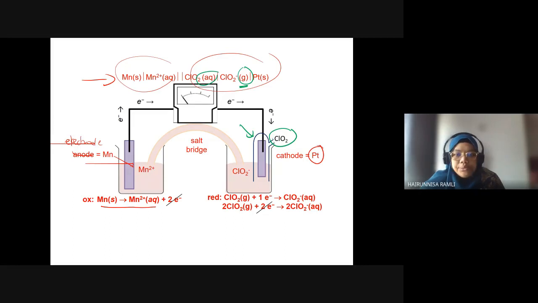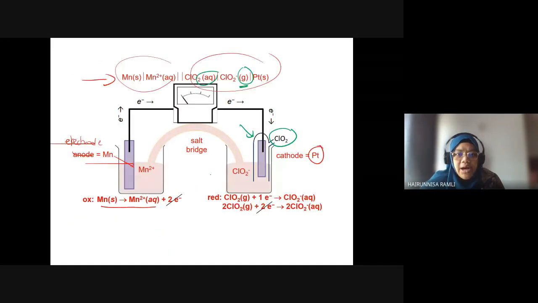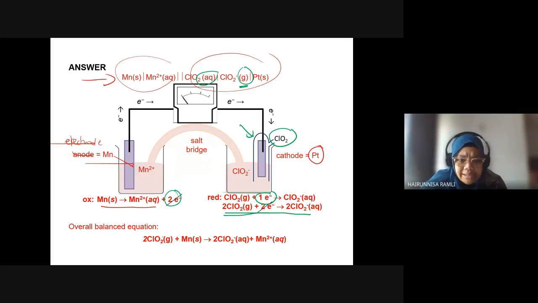Okay, lepas tu, dia nak apa tadi? Overall balance equation. Okay, so for half equation, Mn kepada Mn2+ senang saja sebab tak libatkan elektron banyak. However, for reduction, ClO2 kepada ClO2 minus, dia cuma melibatkan only one electron. So to balance this one, you kena darab dua lah, betul tak? So bila darab dua, you dapatlah overall dia. So basically, dua ClO2 mesti ada dua coefficient tu kat situ. Sebab bila balance overall balance equation, you mesti combine and make sure electron tu mesti sama.